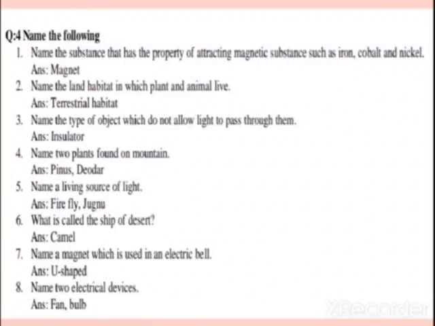Now question number 7. Name a magnet which is used in an electric bell. Which type of magnet do we use in an electric bell? So it's a U-shaped magnet. Your answer is U-shaped. Now number 8. Name two electrical devices. Two electrical devices, it means which run with electric current. So two electrical devices are fan and bulb.